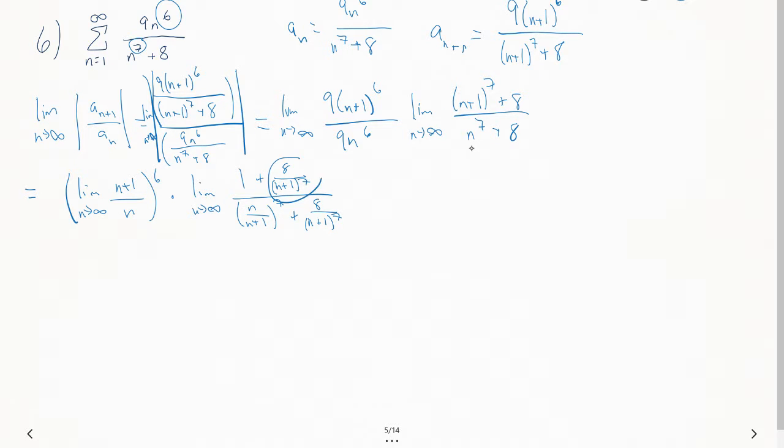Looking at this, you go, this is going to 0, this is going to 0, and so in the first case this is going to be 1 to the 6th times 1 over 1 to the 7th. Okay, so this is 1 times 1, which equals 1. This is inconclusive in the ratio test.